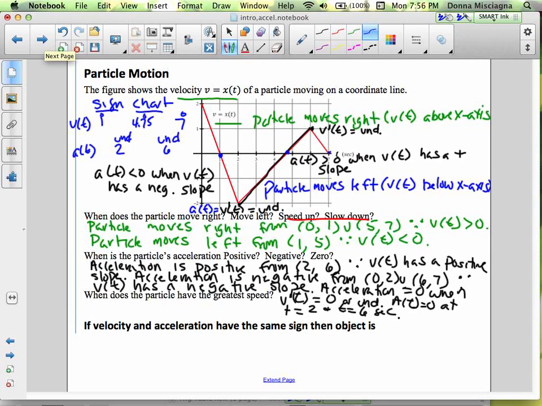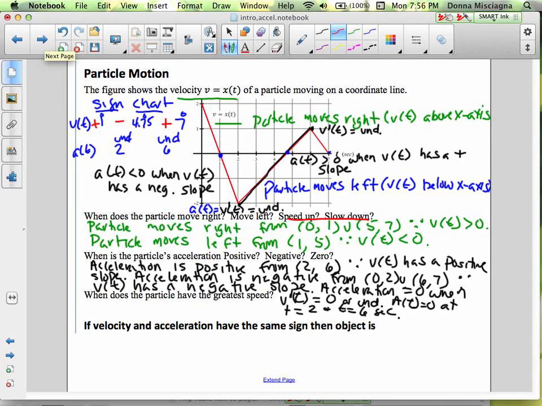All right, so now all we have to do is look at our graph to figure that part out. And then I have no idea where we're going to write up speeding up and slowing down, but I guess we'll figure that out. So for values less than 1, right here, velocity is positive. It's above the x-axis. So from 0 to 1, velocity is positive. From 1 to 4.75, velocity is negative. And from 4.75 to 7, velocity is positive.